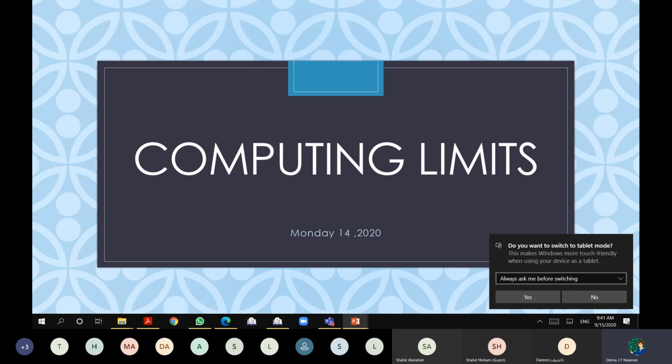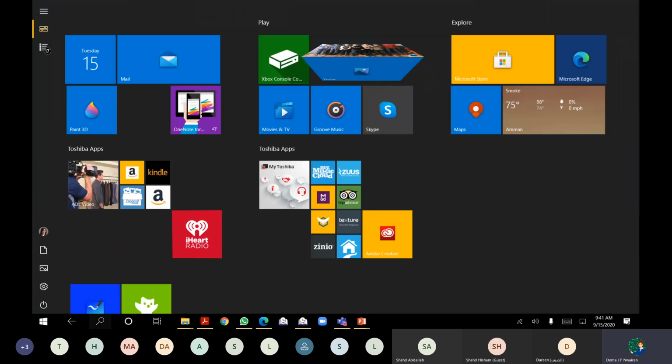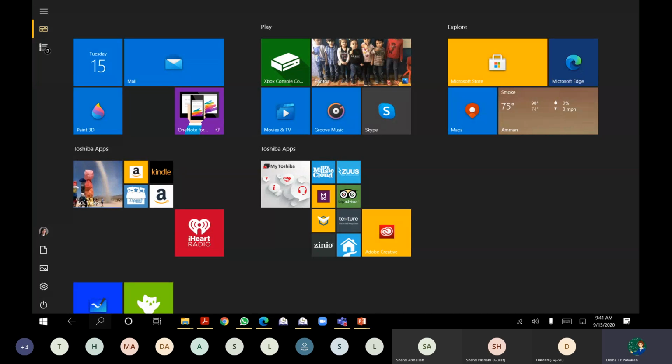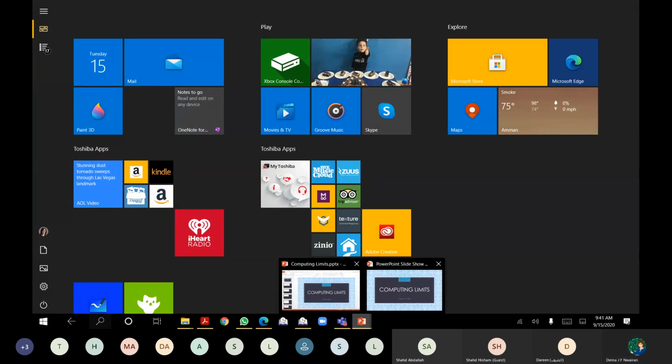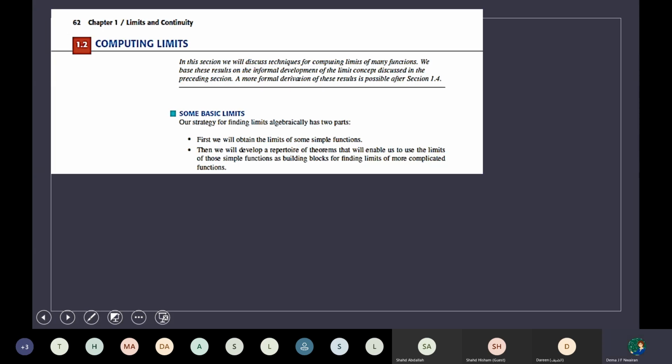Now computing limits. Now, yesterday we started with computing limits, and in this lesson we learn how we can solve the limits algebraically, without graphing like the previous one.